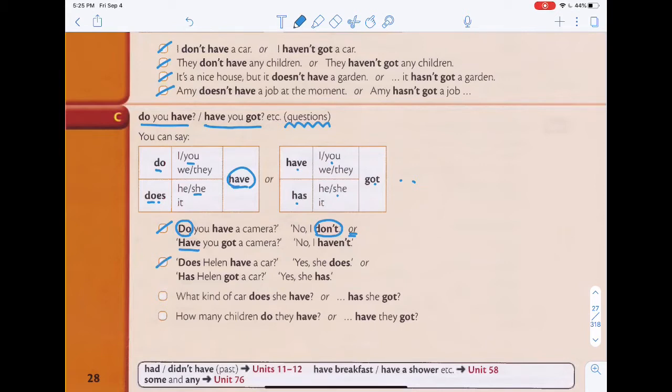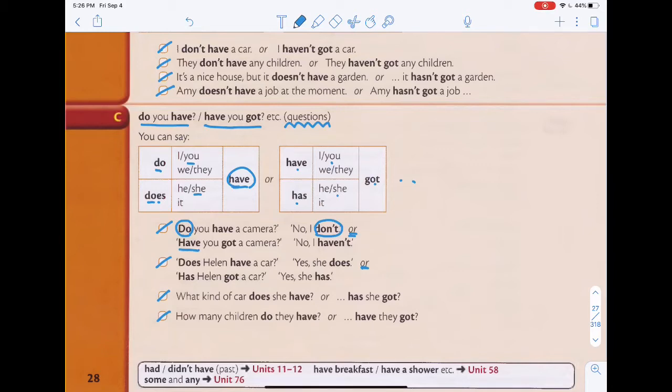Does Helen have a car? Yes, she does. Or, has Helen got a car? Yes, she has. Over here, what kind of car does she have? Or, what kind of car has she got?